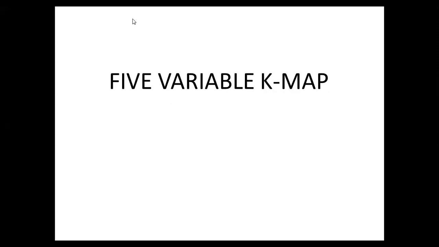Good morning, students. In the previous class, we discussed the 4-variable K-map. For SOP functions, we take the 4-variable K-map and reduce the expression. So suppose a POS function is given, then how do we reduce the function by using the K-map?